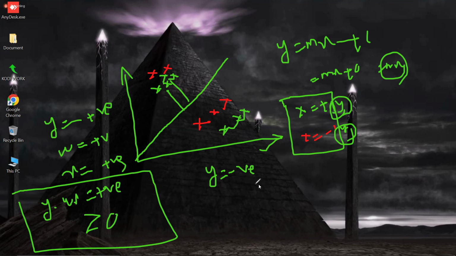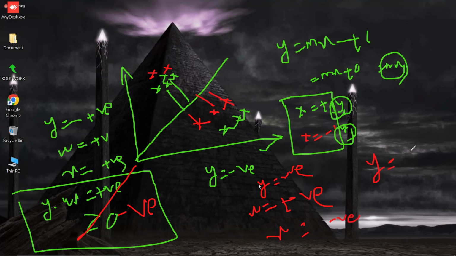I'll say y is equal to negative, but the slope is positive. Why? If I come down, then the slope is negative. Do you understand? And then x, the distance, is negative. So y is negative, wx is negative, guys. W is positive, x is negative. Positive into negative is negative. Do you understand? Now y into wx is greater than 0. So whenever we have greater than 0, the proper classification happens.